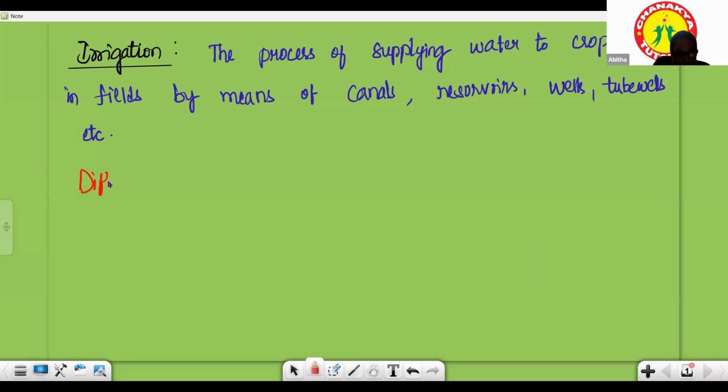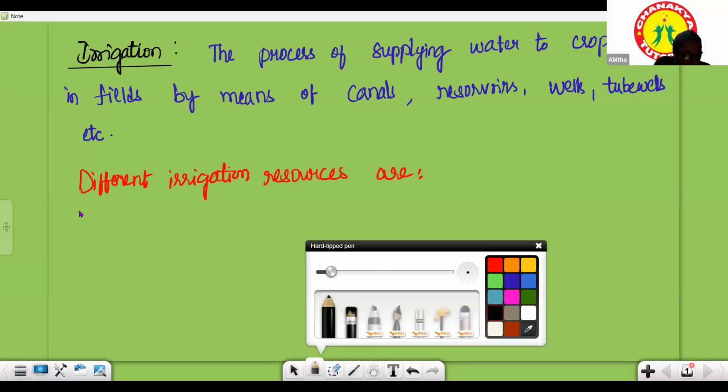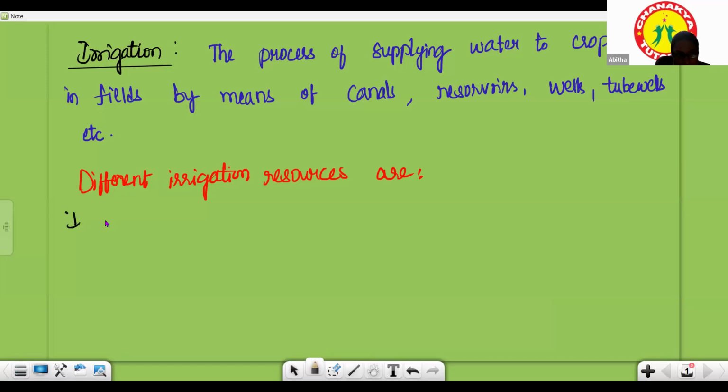Different irrigation resources are, so what are those? In that we can discuss, first one is wells.